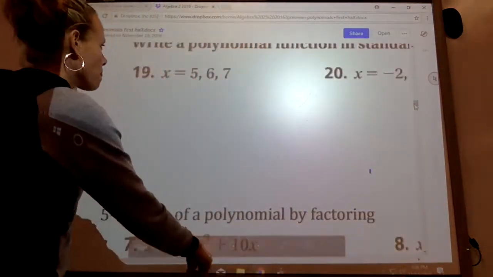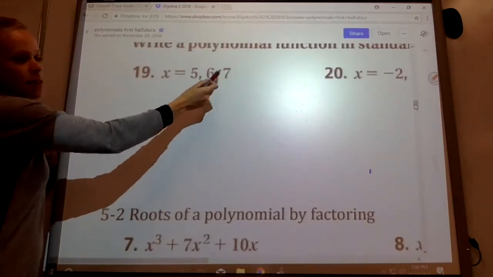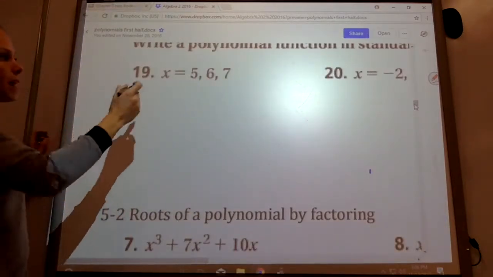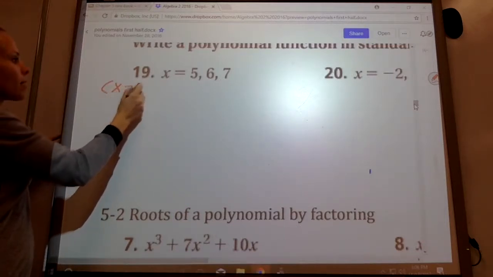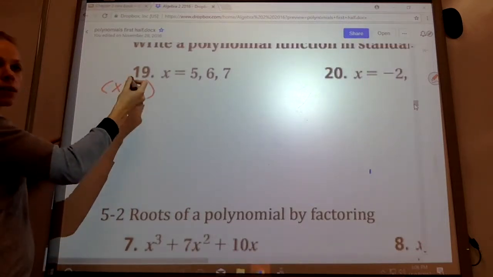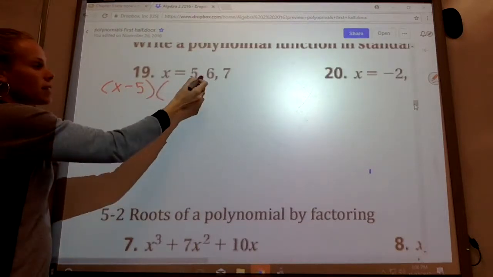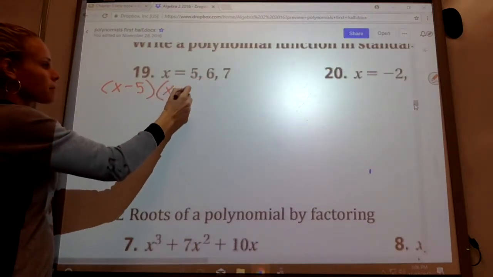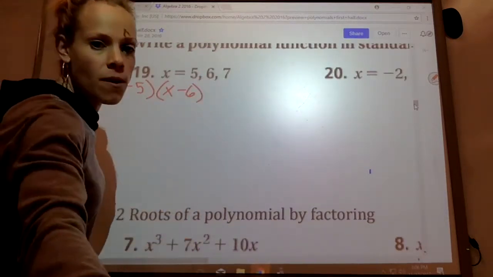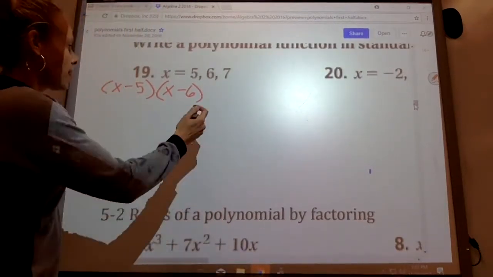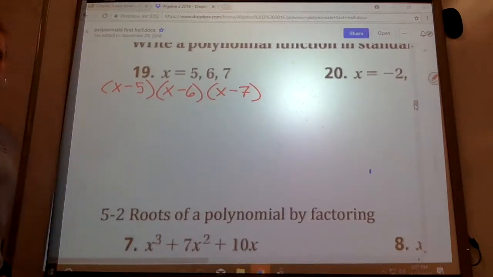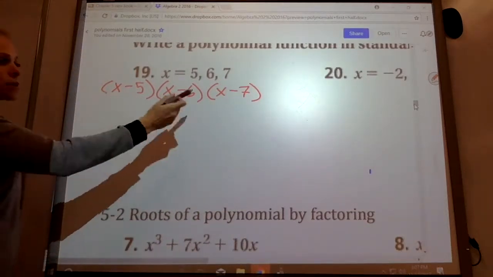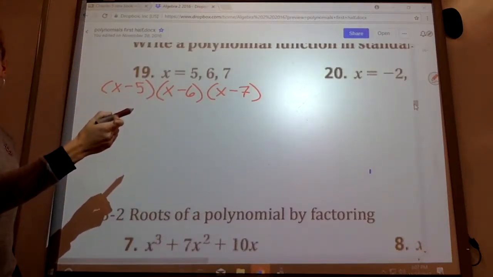Okay, so I have the roots 5, 6, and 7. If 5 is a root, what would have been a factor? x minus 5, right, because x minus 5 gives me 0. If 6 was a root, what would have been a factor? And 7, right? I'd have x minus 7. Now, I need to multiply all 3 of those together.